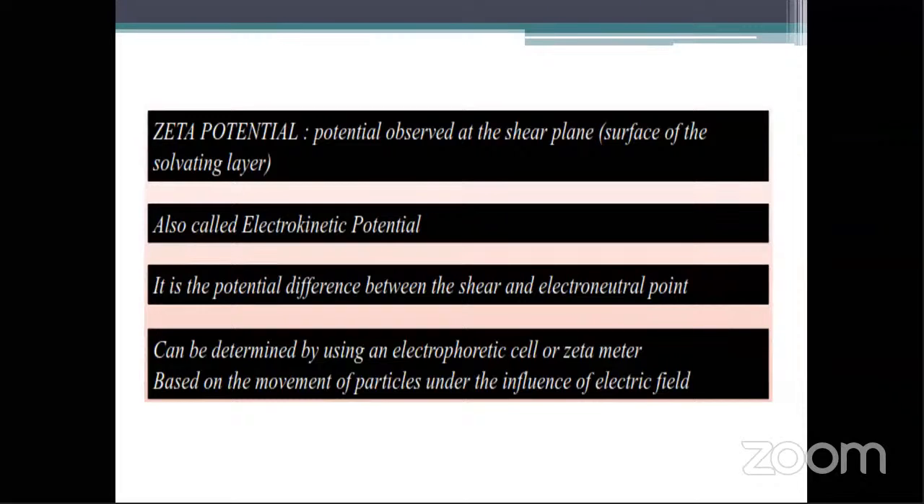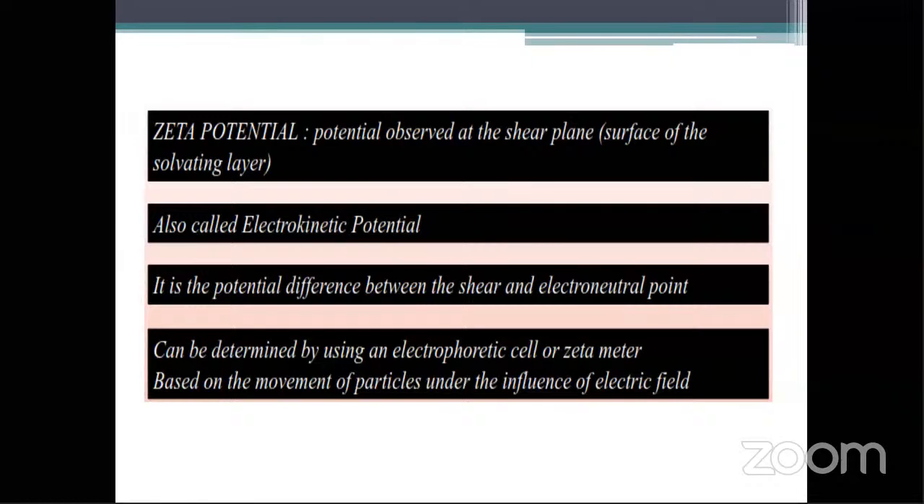Okay, so it is a very costly instrument, 36 lakhs is the price of the zeta sizer. One company is there, the name of the company is Malvern. So that is also known as Malvern zeta sizer. If you use this instrument, you have to pay more than 1000 rupees for one sample, only for determination of particle size as well as zeta potential value.